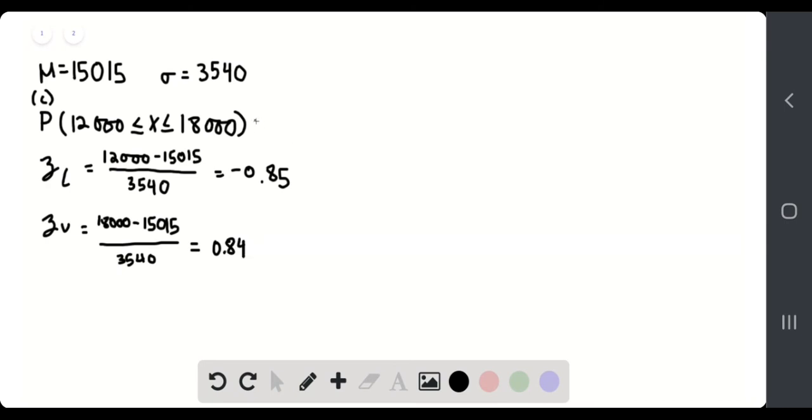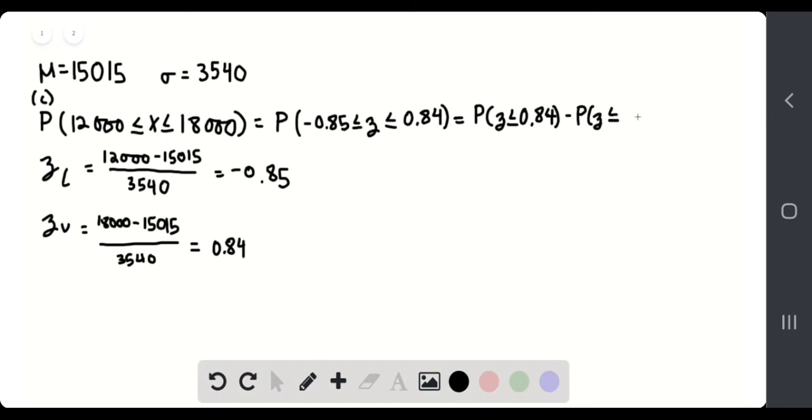And this is 0.84. So what we're really asking for is the probability that the z-score is between negative 0.85 and 0.84. And from previous exercises, we know that this is the probability that z is less than 0.84 minus the probability that z is less than or equal to negative 0.85.